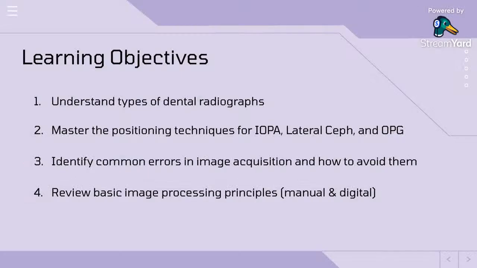First of all, we are going to see the learning objectives. Learning objectives are understanding the types of dental radiograph. We are just going to skim through it because that is not the main topic of this lecture. Then is mastering positioning techniques of IOPA, intraoral periapical, lateral ceph and OPG. Third is identifying common errors in image acquisition and how to avoid them. Then we will review the basic image processing principles, the manual and digital.